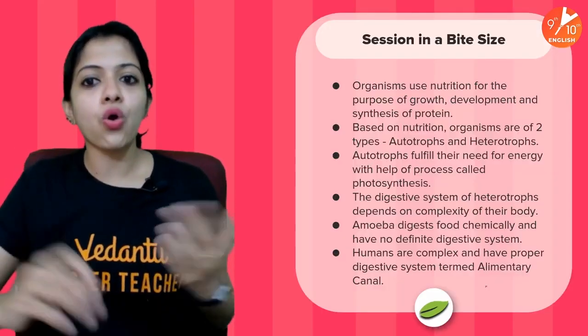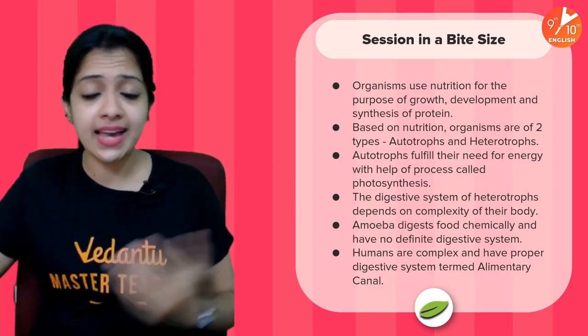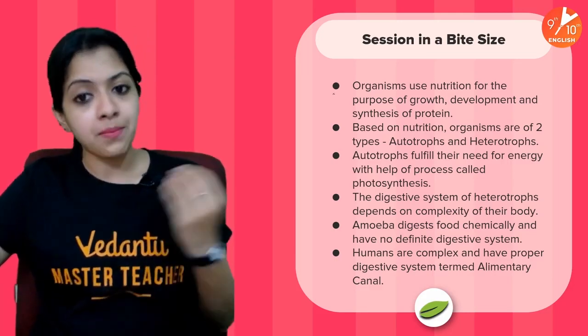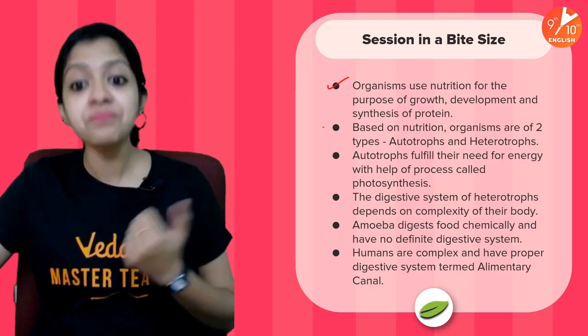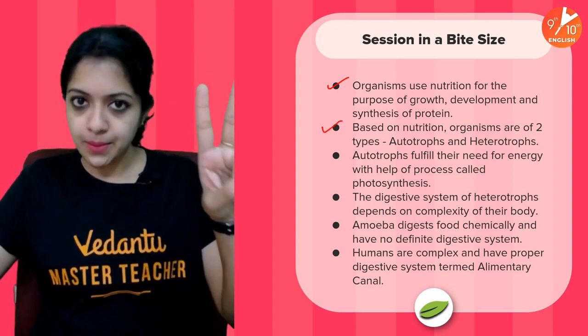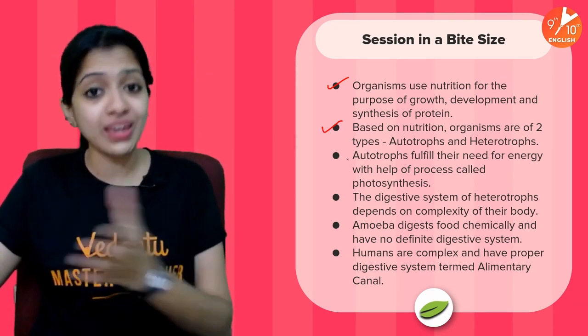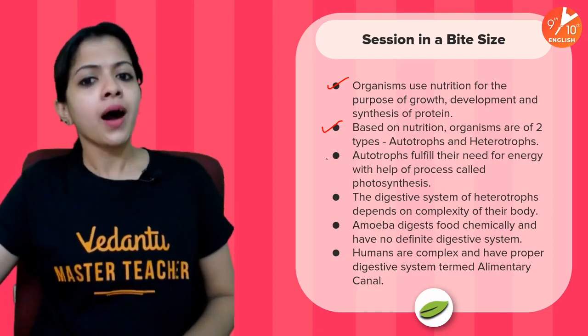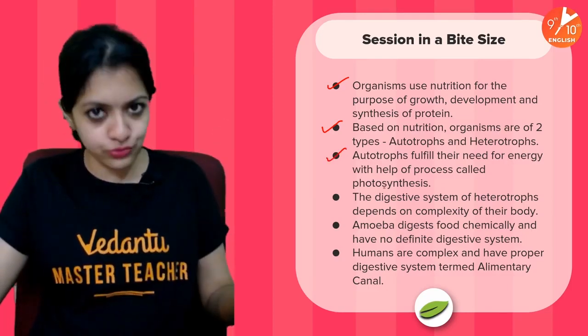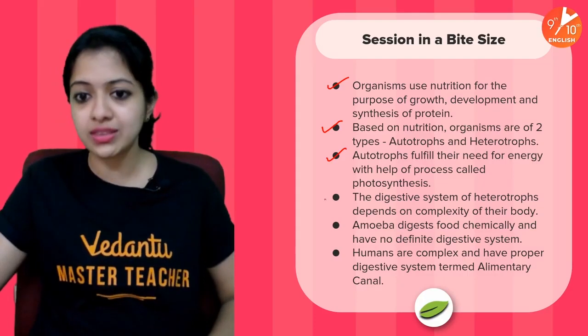Okay, children, so now the entire session in a bite size for your reference. Remember, we have seen the purpose of nutrition. Based on nutrition, there are two types of organisms, autotrophs and heterotrophs, and the modes being autotrophic and heterotrophic respectively. Autotrophs typically carry out photosynthesis, some of them also chemosynthesis.